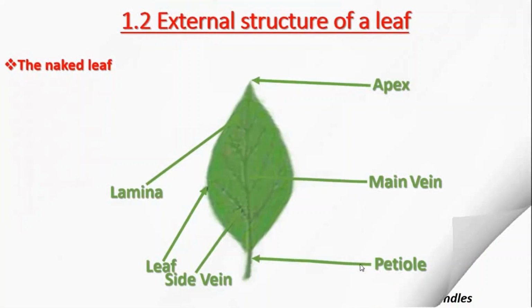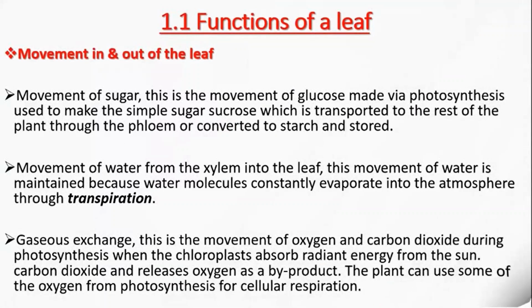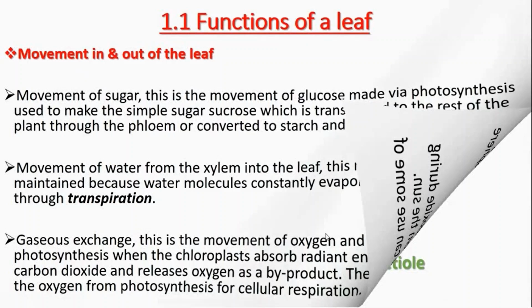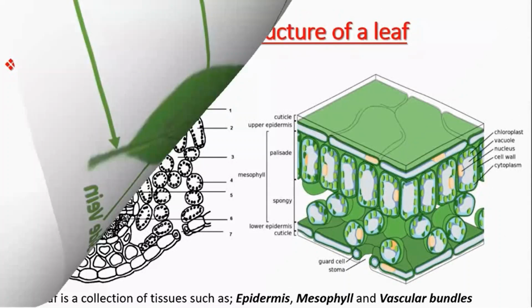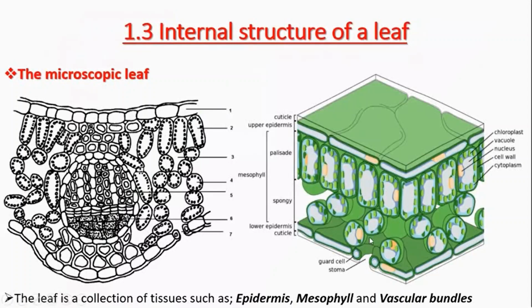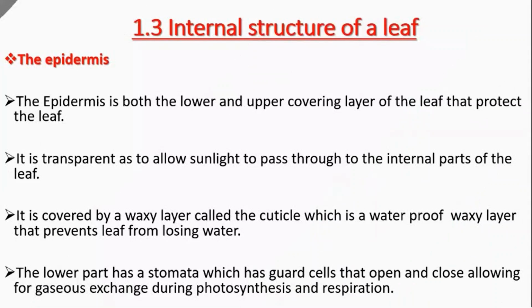Remember we said that we were talking about gaseous exchange. We said gaseous exchange, movement of oxygen and carbon dioxide during photosynthesis. All of this movement is happening through our stoma. So our carbon dioxide and oxygen are moving through the stoma. The carbon dioxide enters here, the oxygen is released from this opening here. The guard cells will open and close, allowing for it to enter. So once they are open, the carbon dioxide can enter. Once it is closed, nothing can enter and nothing can exit.